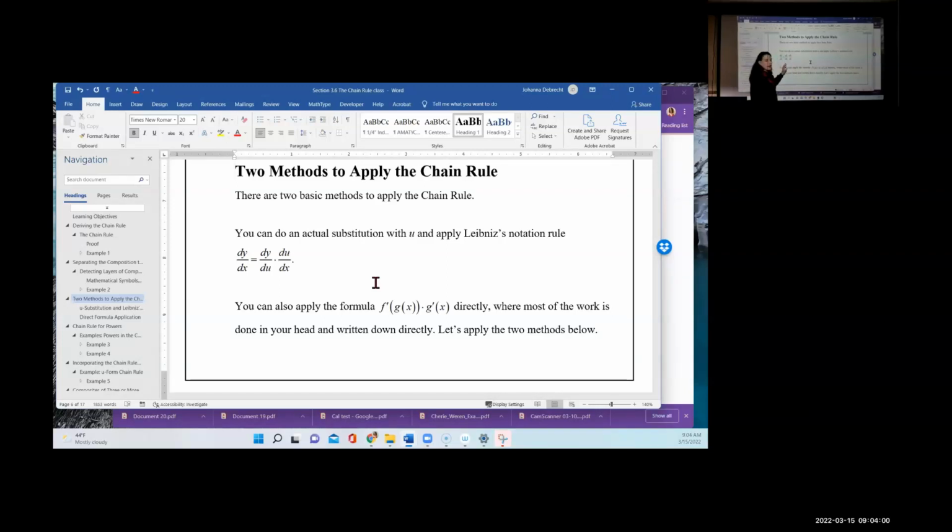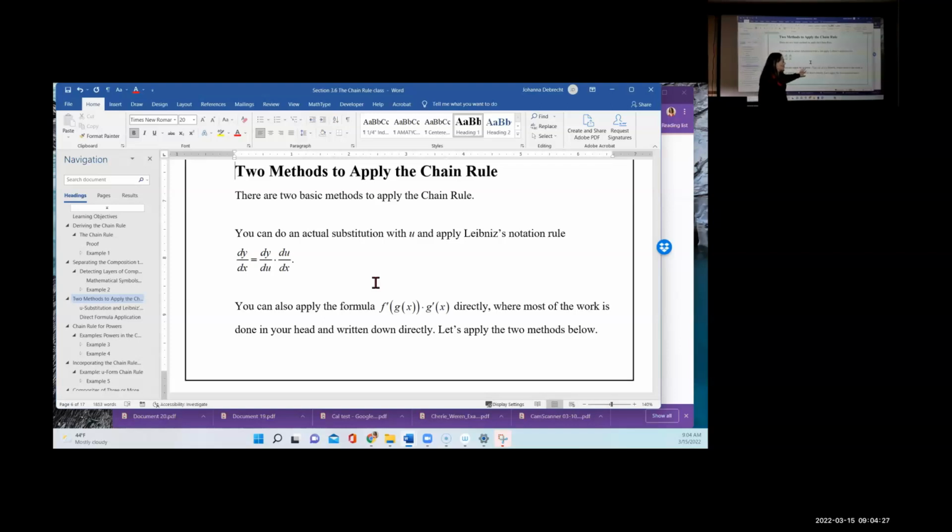One is using an actual substitution with u, and the other is to apply Leibniz's notation rule with dy dx being dy du times du dx. And of course, the other method is just to apply it directly, where you find the derivative of the outside function, substitute the inside function, and then multiply by the derivative of the inside function.